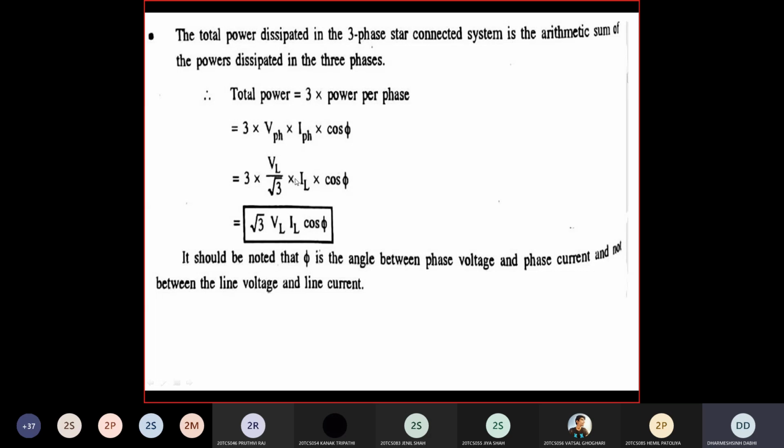So the final equation of total power in terms of line voltage and current becomes root 3 VL IL cos phi. If you want to write in terms of phase voltage and current, you can write 3 VPH IPH into cos phi, where phi is the angle between the phase voltage and phase current, not between the line voltage and line current. Yeah, remember this thing. So this is about the last lecture. We have studied the star connected system and voltage and current relation.